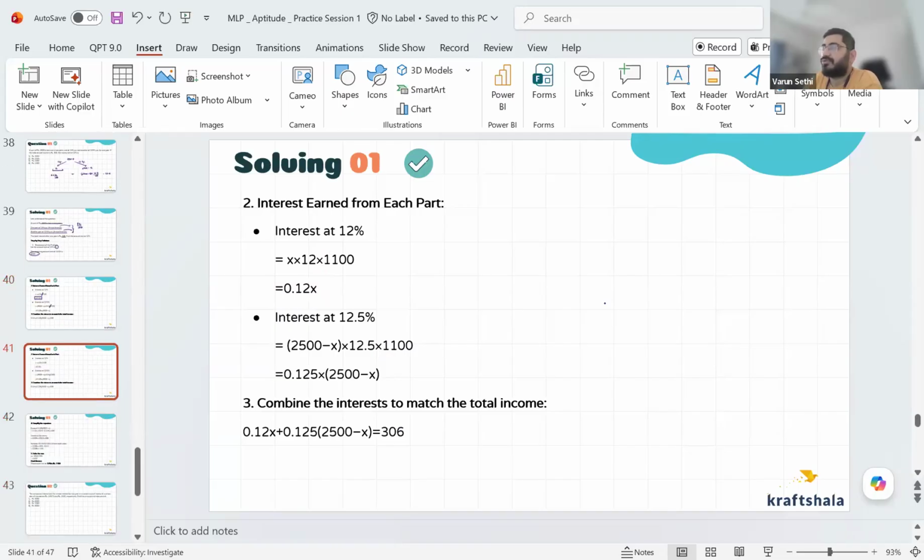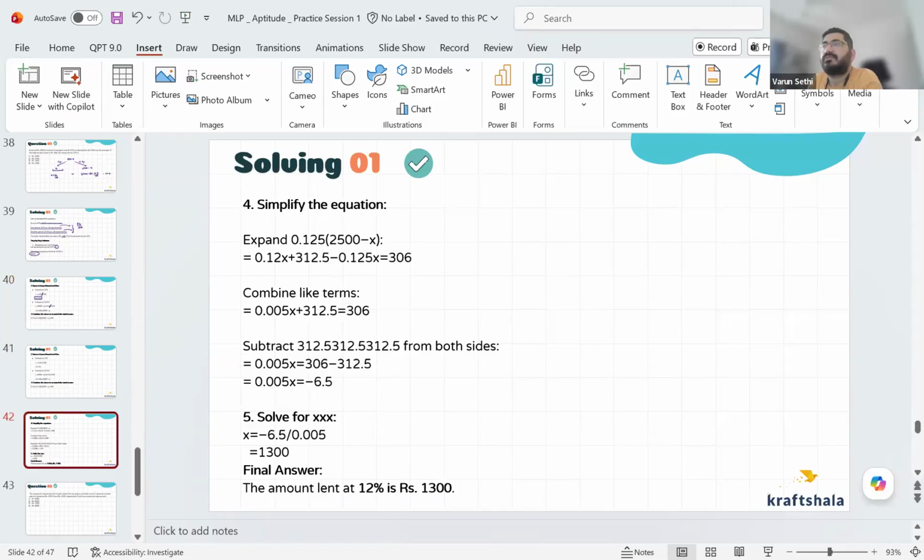Now all you need to do is to solve this. So I am expanding the equation and I get X equals to 1300. Is this clear, guys? So if X is equal to 1300, then 12% पे 1300 था, 12.5% पे 2500 minus 1300, that means 1200 was there. Is that clear, everybody? Yes? Okay.